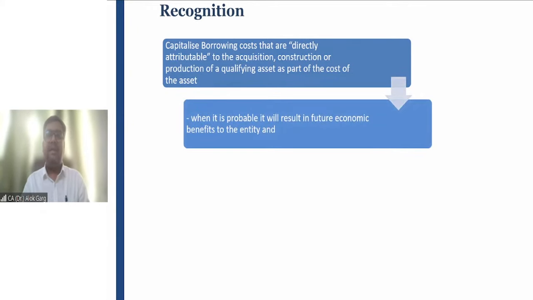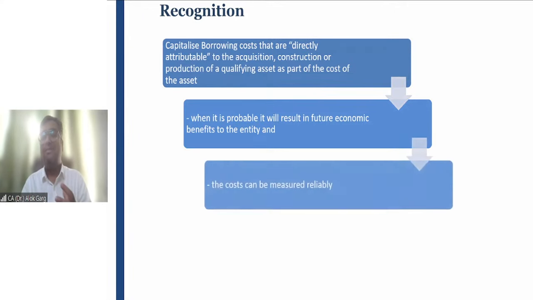And you will capitalize this borrowing cost as a part of the cost of the asset when it is probable that it will result in future economic benefit, and your borrowing cost can be measured reliably. Sir, what does it mean? For example, you are constructing a factory. You have taken a loan for the construction of the factory, right?